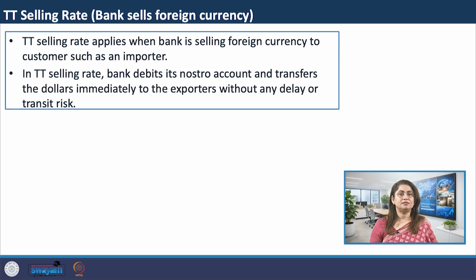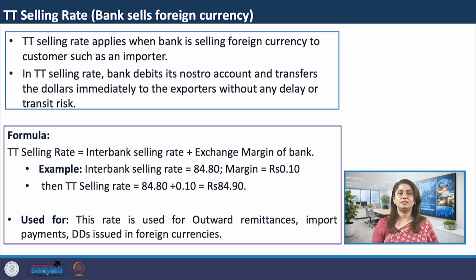Now, the TT selling rate. This is when the bank is selling foreign currency to the customer. Now, who is the customer now? Typically an importer who needs dollars to pay a foreign supplier or someone sending an outward remittance. In this case, the bank simply debits its nostro account abroad and transfers the dollars. No delay, no documents in transit, clean and immediate. The formula: TT selling rate is equal to interbank selling rate plus exchange margin.